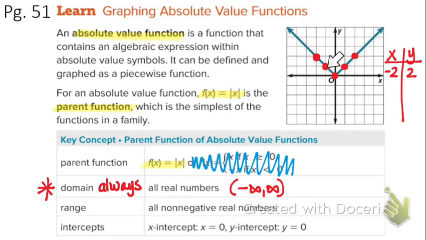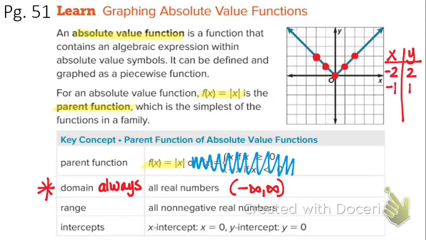I'll give you about 30 seconds to write the ordered pair for these other 5 points. And this is our table that we're going to use over and over again. All right, so what's my next point? What's the ordered pair for this point?